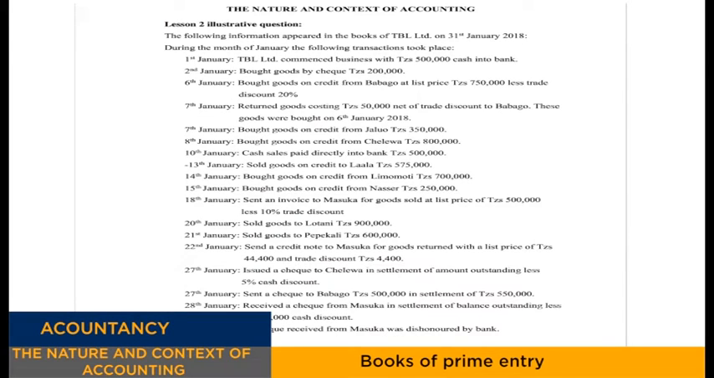On 27th January, issued a check to Chelewa in settlement of the amount outstanding less 5% cash discount. On 27th January, sent a check to Babago, Tanzania shillings 500,000 in settlement of Tanzania shillings 550,000. On 28th January, received a check from Masuka in settlement of the balance outstanding less Tanzania shillings 20,000 cash discount. On 29th January, the check received from Masuka was dishonored by the bank. Record the given transactions in the sales journal, sales returns journal, purchases journal, purchases returns journal, and a cash book.